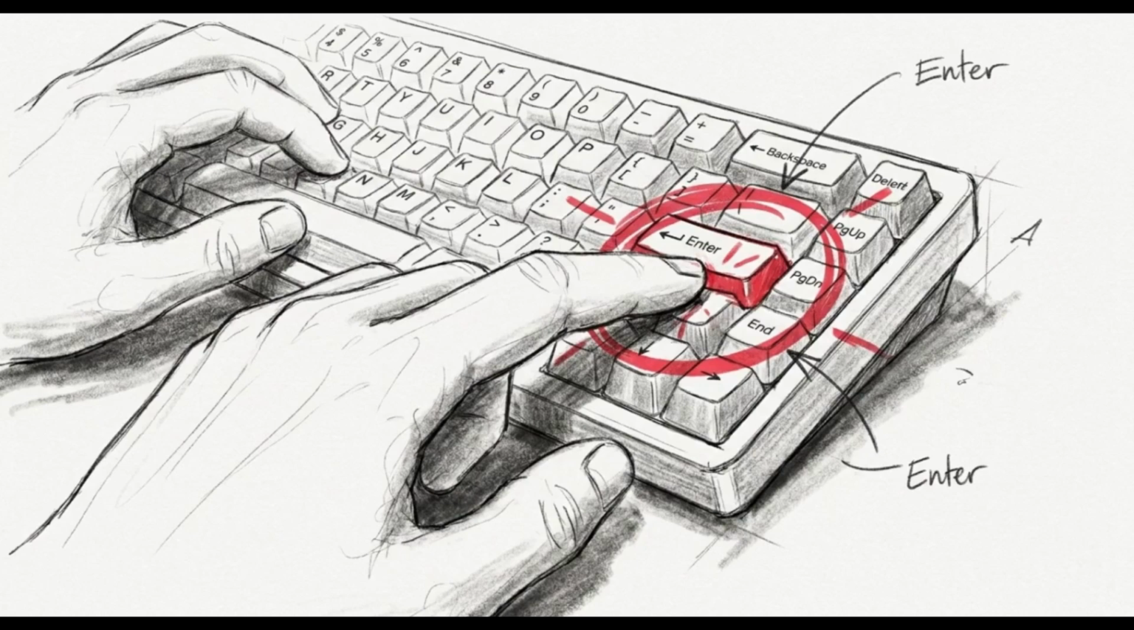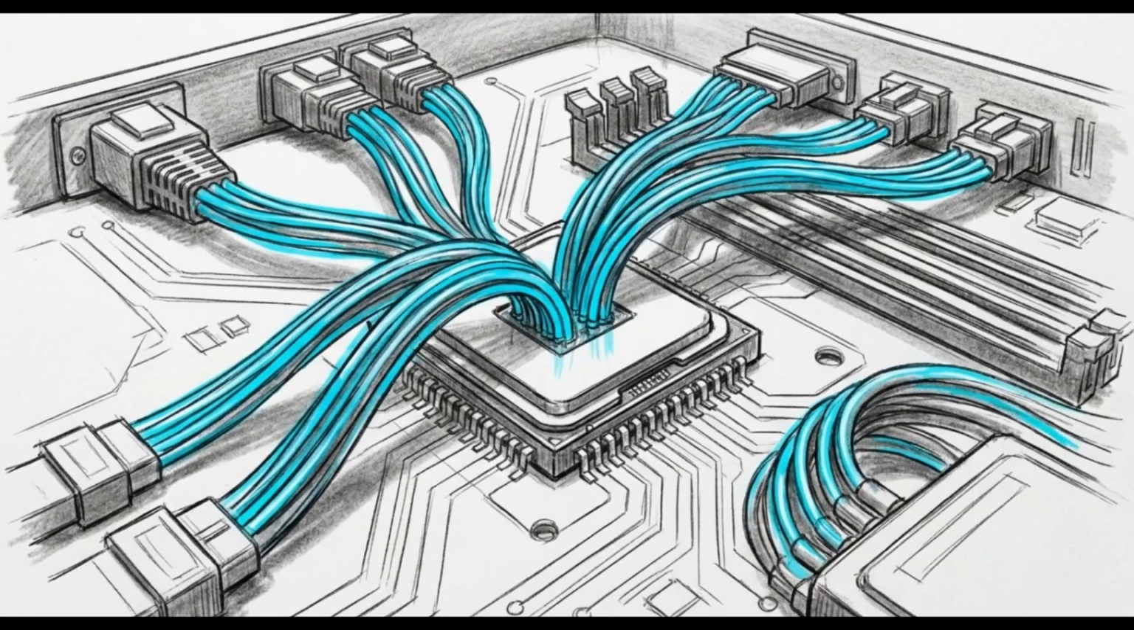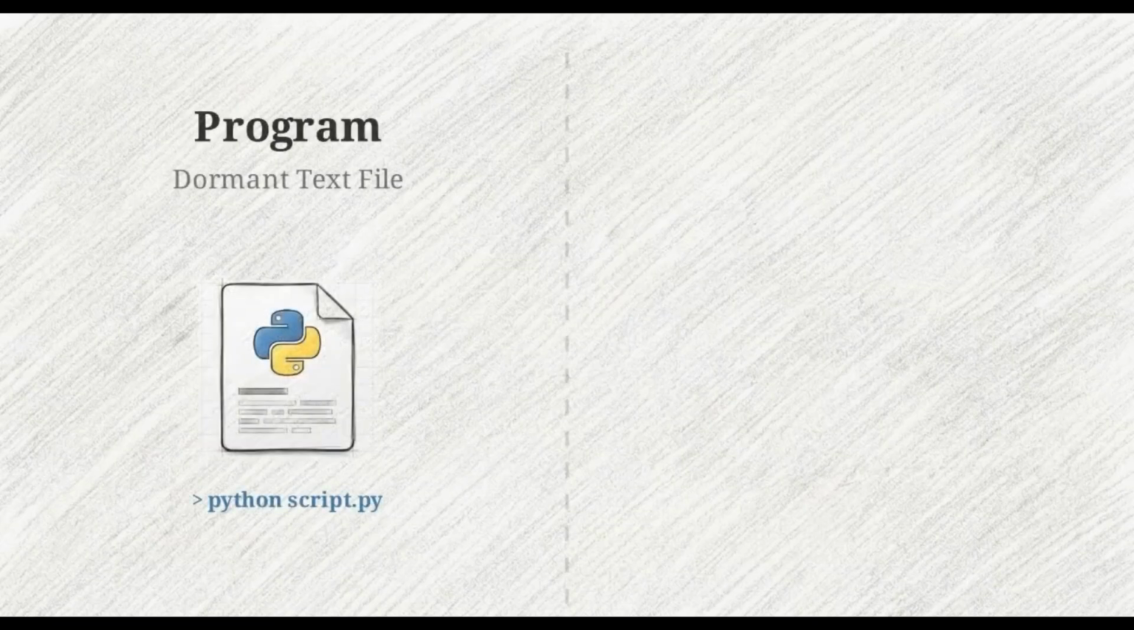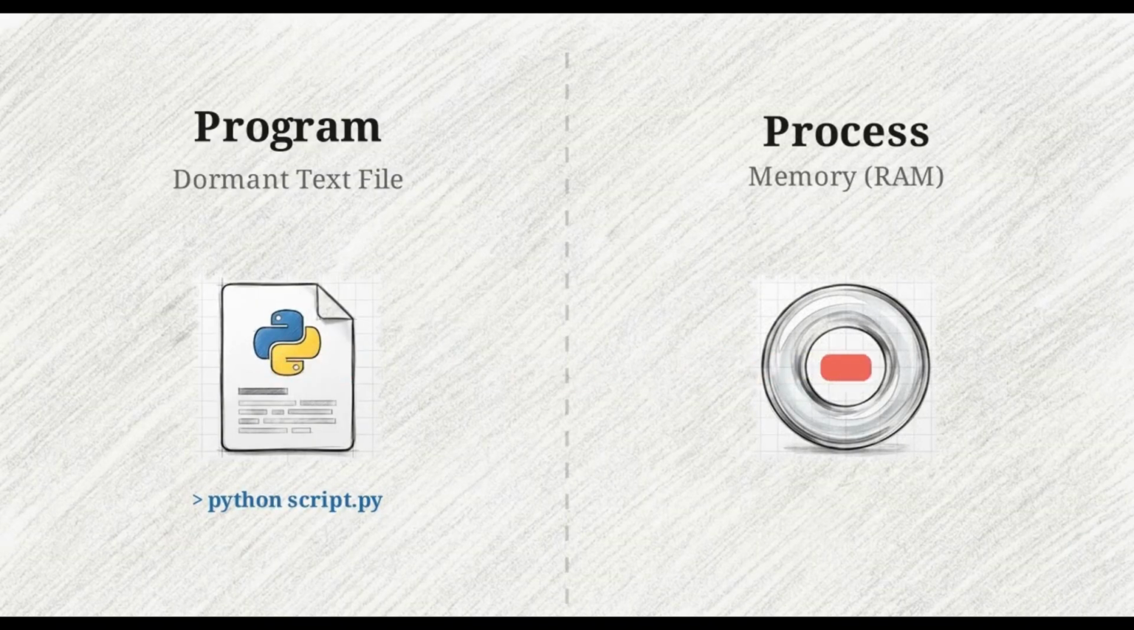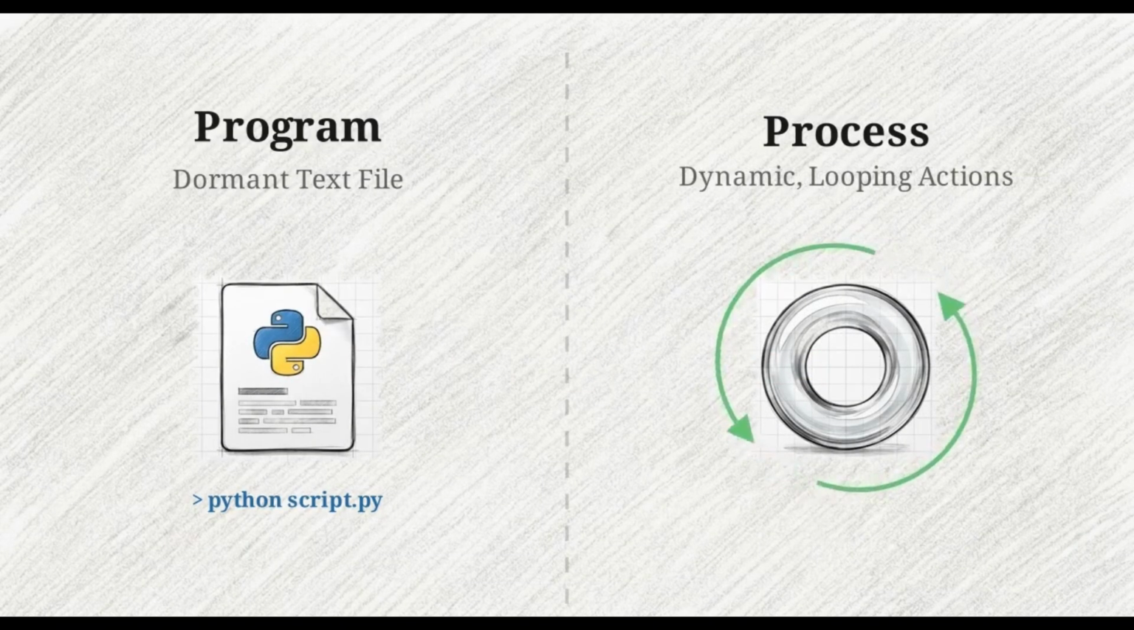You type a command, hit enter, and the computer does what you ask. But what exactly happens beneath the surface to execute that action? A program is just a dormant text file. When executed, the system loads it into memory, becoming a dynamic, looping sequence of actions called a process.